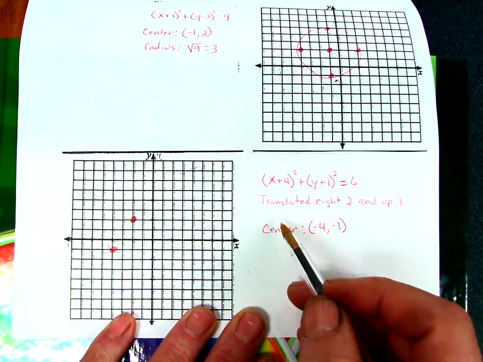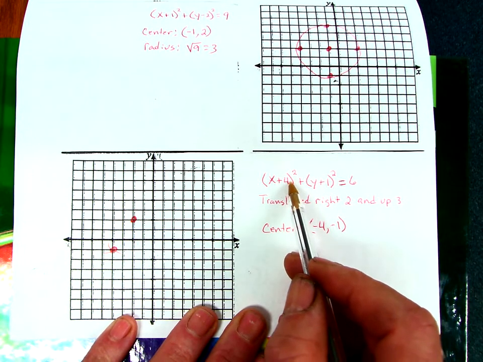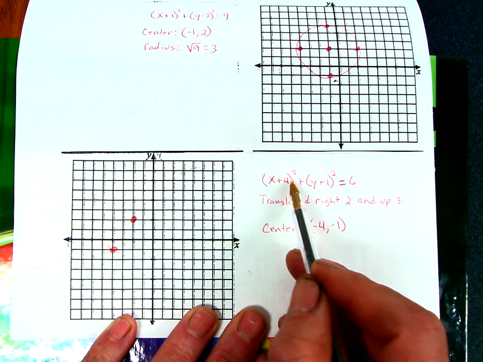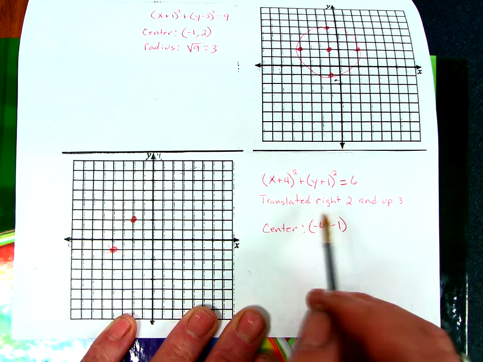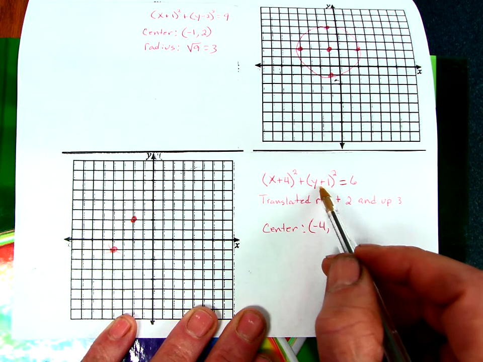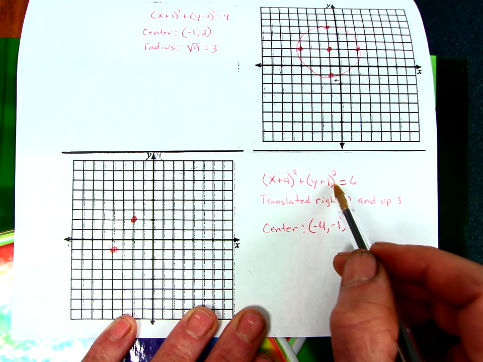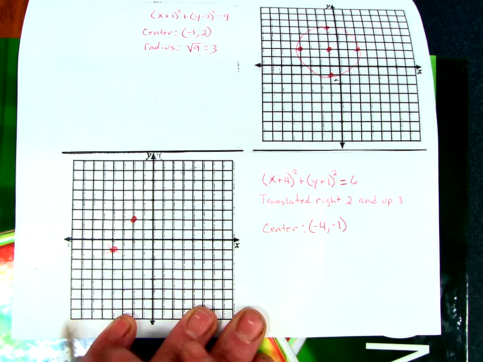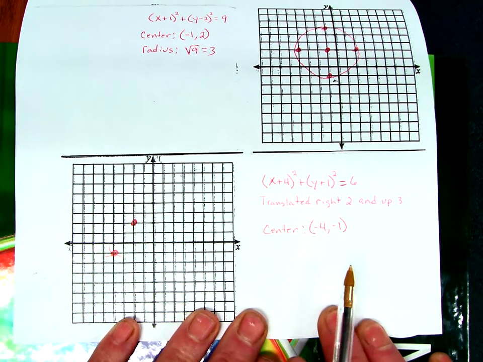How did we get that? Well, we moved to the right, so we had to subtract 2 from this. X plus 4 minus 2. Moving to the right, you subtract when you're working with the equation in standard form. Then we had to move up 3. Well, what does that mean? To move up means you also subtract. So y plus 1 minus 3, and that's what gave us the positive y value in the vertex.